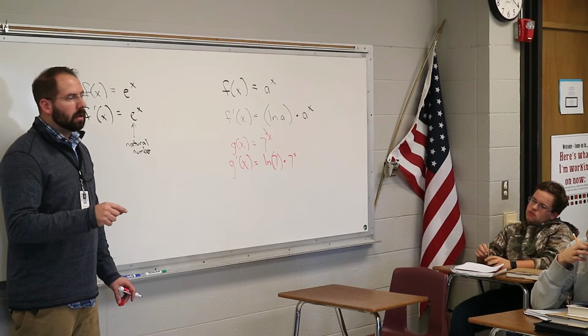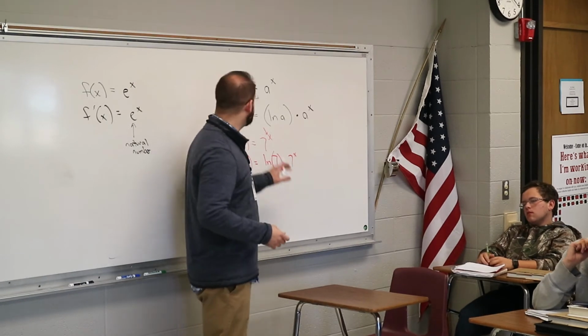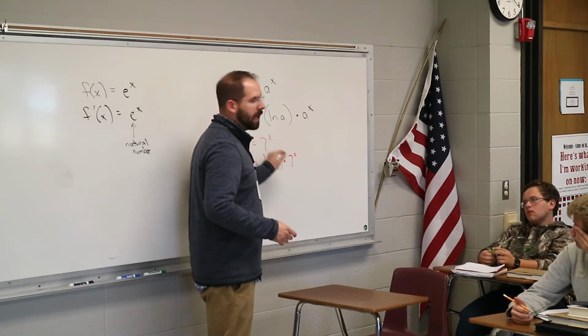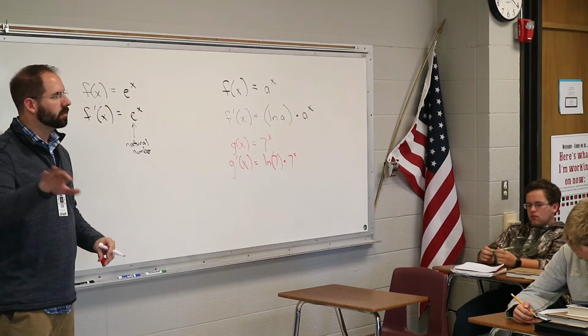What do you mean numbers on that? Instead of saying 7 to the x, if they say 7 to the 3x, that's a different problem. It has to be a 1x in the power for this rule to work. Otherwise it follows the second rule, which is called the chain rule.